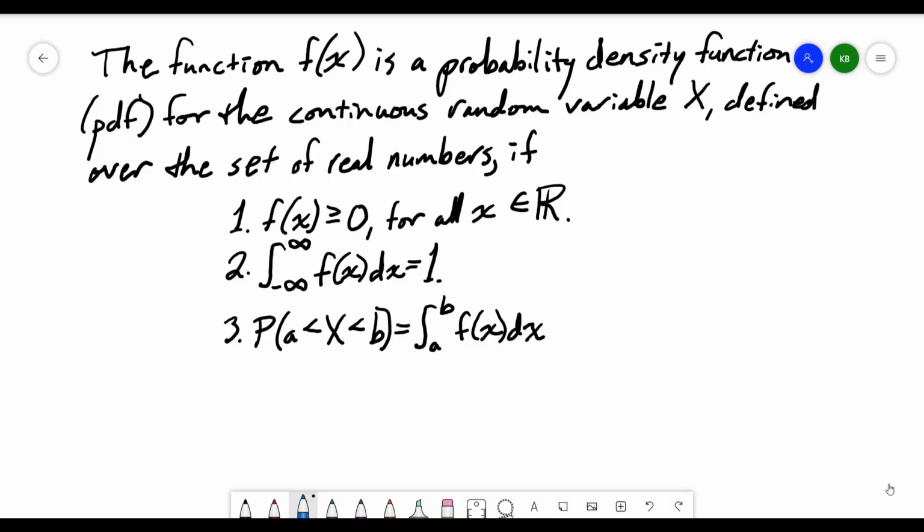Let's first take a look at the definition of a probability density function. The function f of x is a probability density function, or a PDF for short, for the continuous random variable capital X defined over the set of real numbers if the value of our function is greater than or equal to 0 for all x in the real numbers. The integral from negative infinity to infinity of f of x is equal to 1. And the probability that our random variable takes on a value between a and b is equal to the integral from a to b of f of x dx.